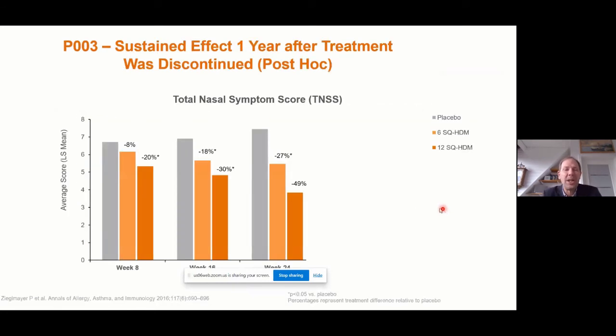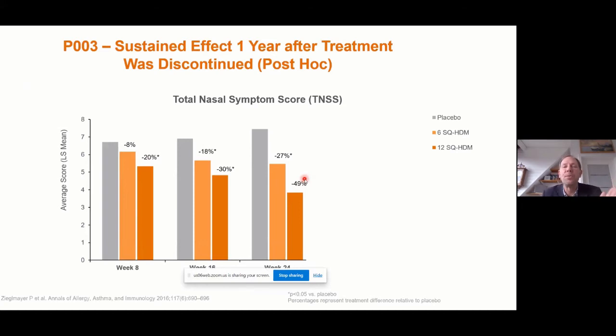So you see already after 8 weeks, in the higher dose, you have a 20% reduction of the rhinitis symptoms. After 16 weeks, it's a 30% reduction of the rhinitis symptoms. And after half a year, you have already half, 50% reduction of the rhinitis symptoms compared to placebo. So this is something really significant for the patient to have half the symptoms compared to placebo.